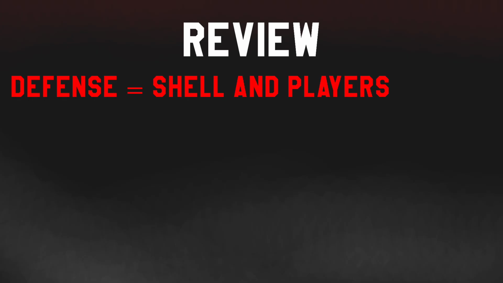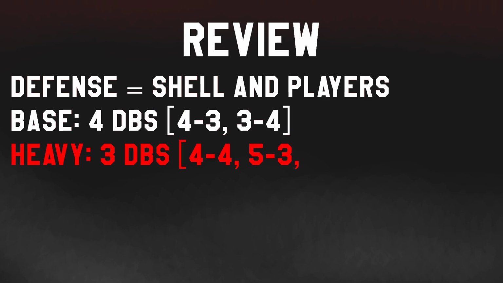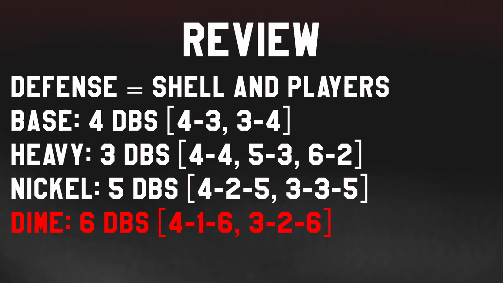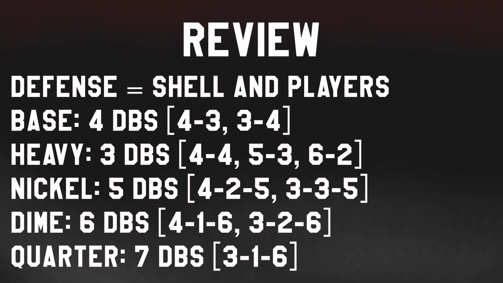Let's review. The components of a defensive formation center around the amount of players in each position group and its shell. A base defense has 4 defensive backs, such as the 4-3 and 3-4. Heavy defenses have 3 DBs, like the 4-4, 5-3, and 6-2. Nickel defenses have 5 defensive backs and include the 4-2-5 and the 3-3-5 defenses. Dime defenses have 6 defensive backs, like the 4-1-6 and the 3-2-6. Quarter defenses have 7 defensive backs, like the 3-1-7. And prevent defenses spread players across the field to prevent a touchdown in a Hail Mary situation.